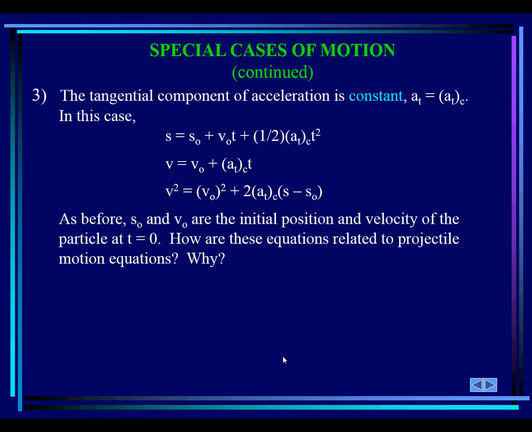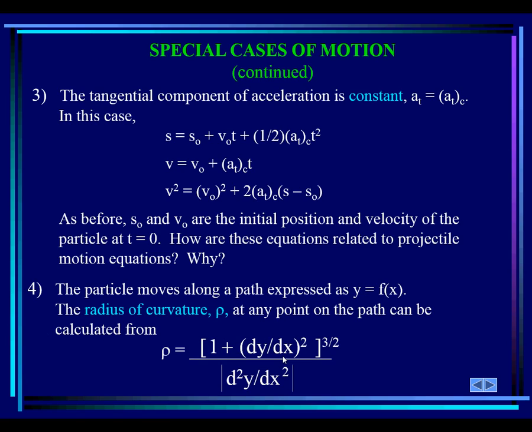So the s0 and v0 in this equation are the initial position and velocity of the particle at time equals to 0. This is important because these equations can be related to the projectile motion also.